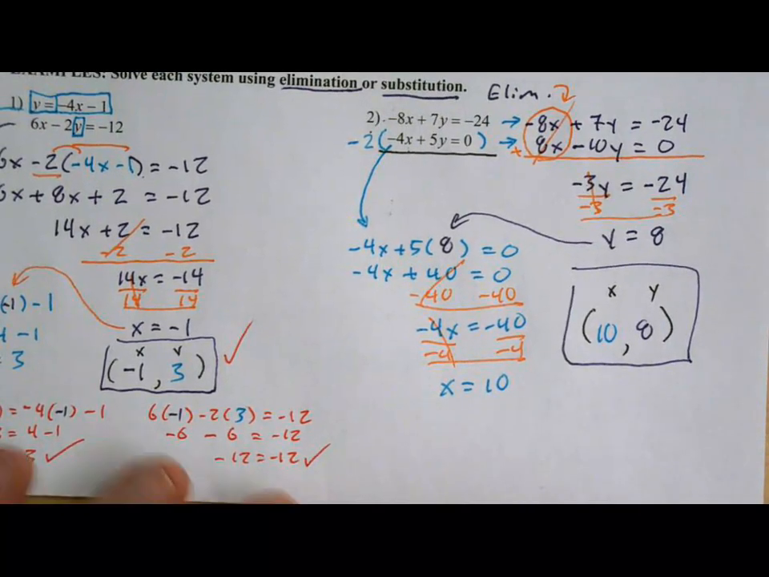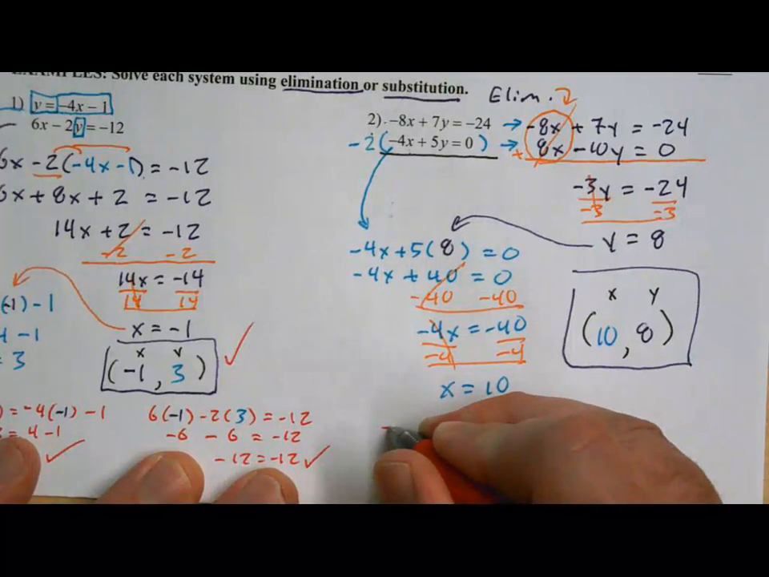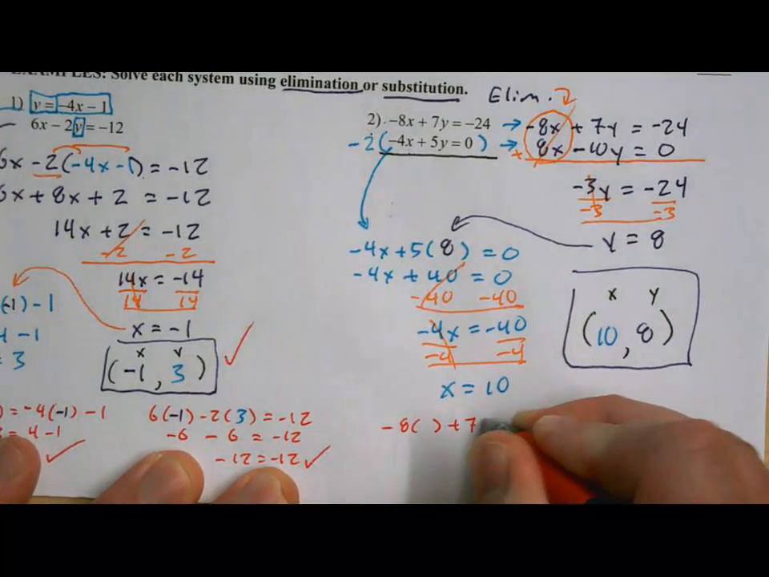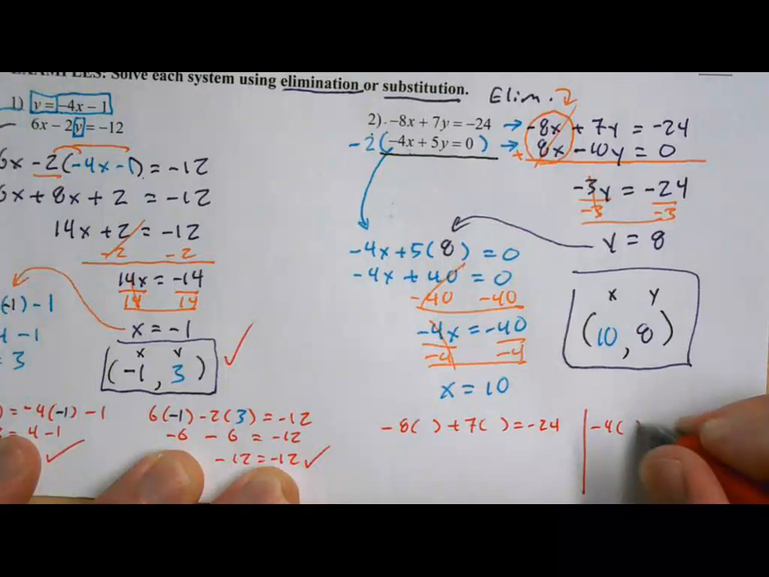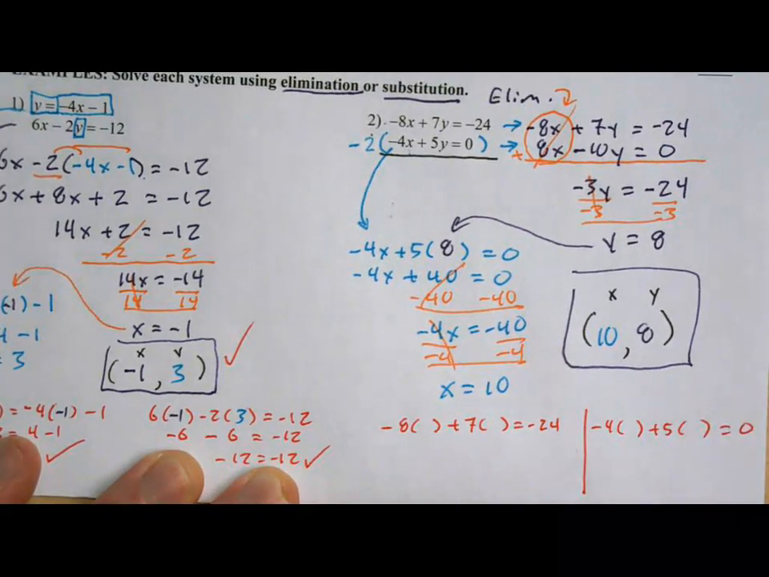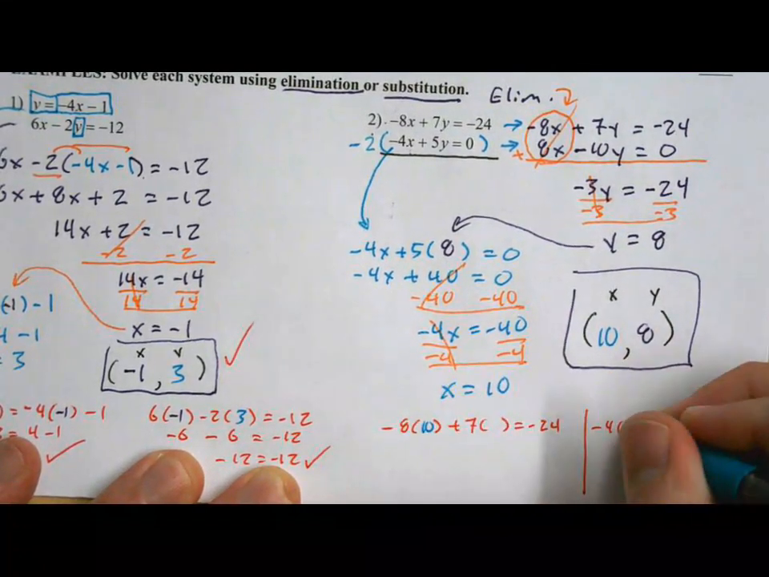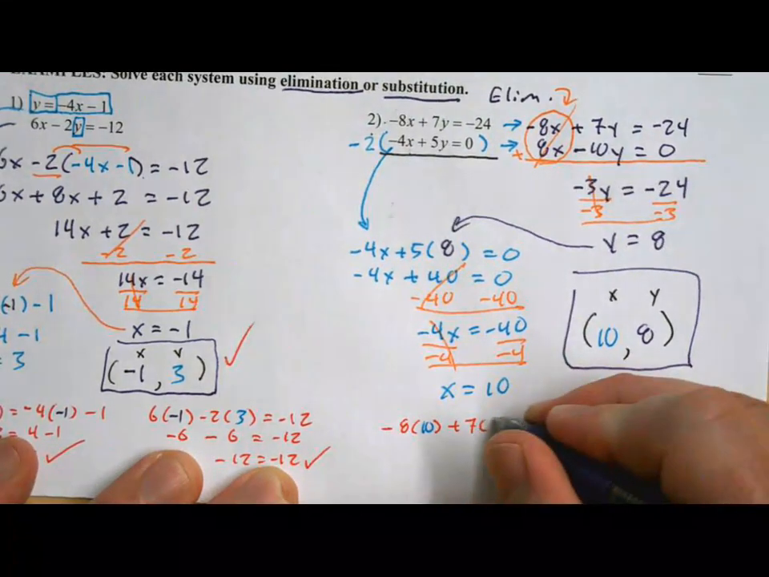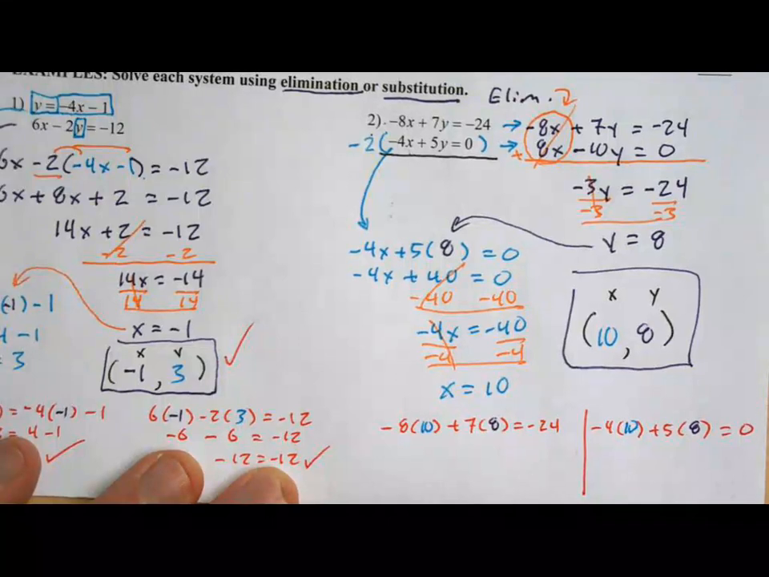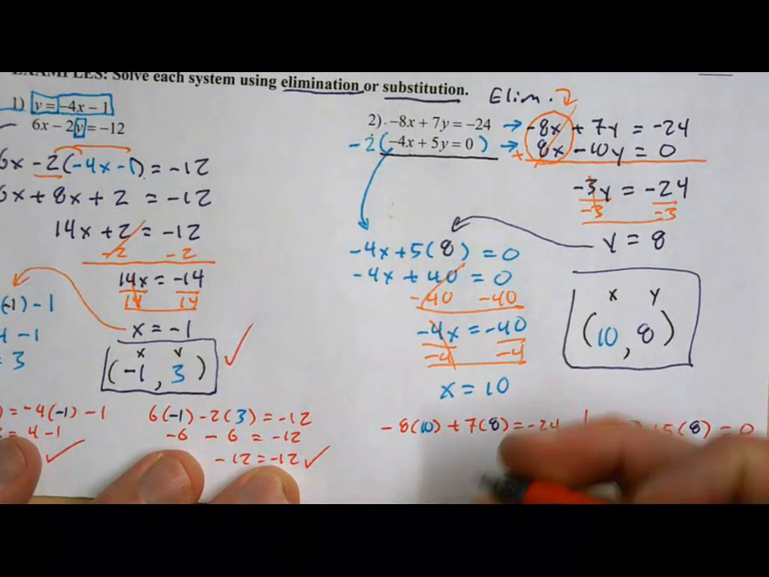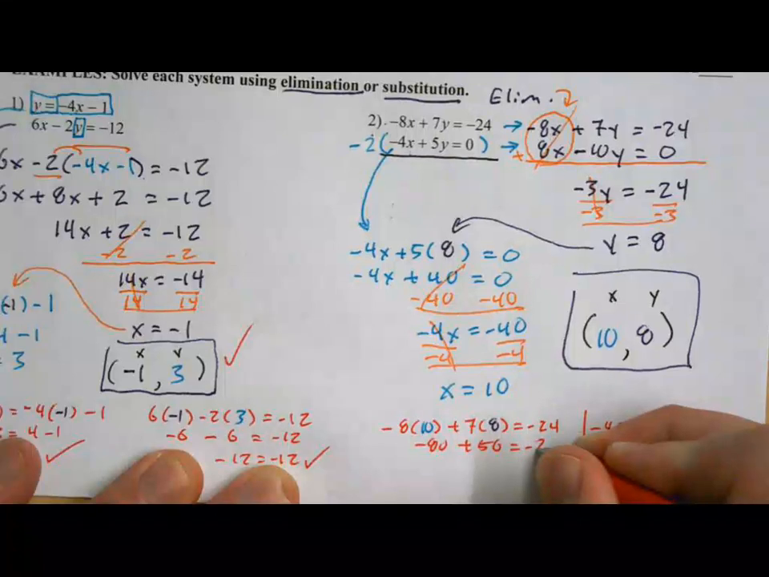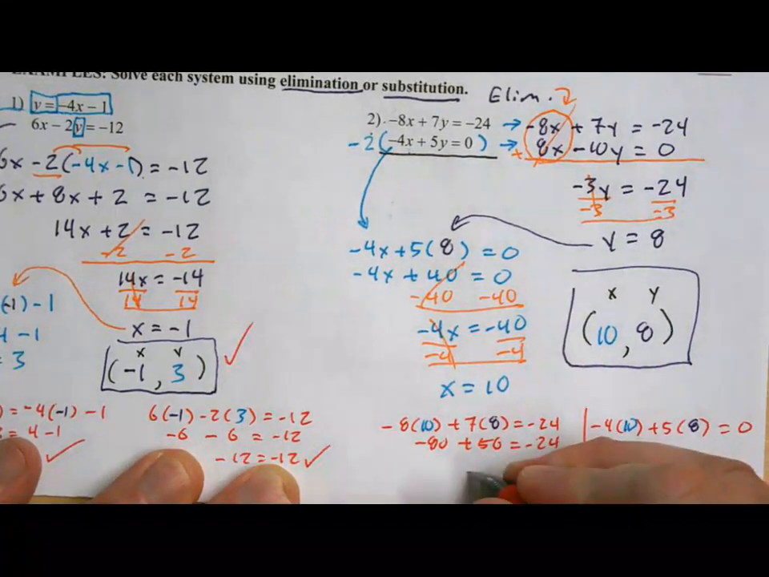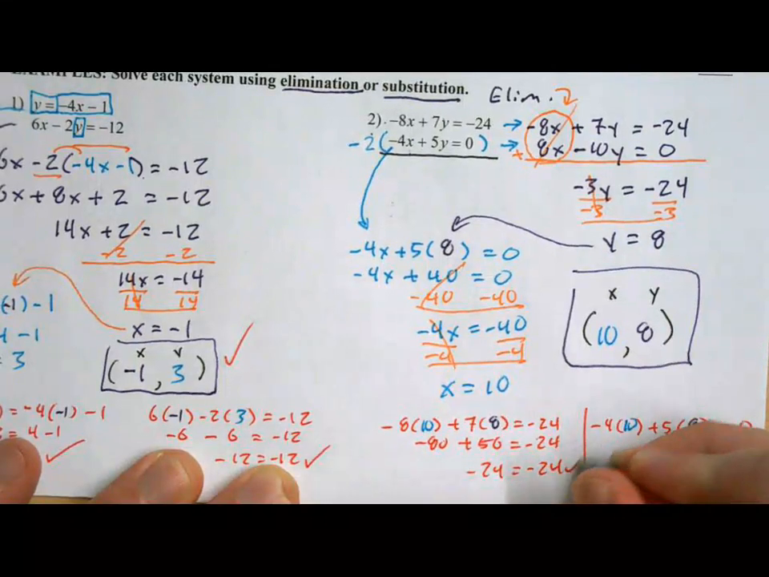Checking is a pretty quick process. I'm going to rewrite my two original equations, but leaving out the x's and y's. And let's put 10 in for my x's, and let's put 8 in for my y's. And just like before, I want to make sure I end up with the same number on both sides. So negative 8 times 10 is negative 80, and 7 times 8 is 56. Negative 80 plus 56 is negative 24, and that matches on both sides, so that checks out.